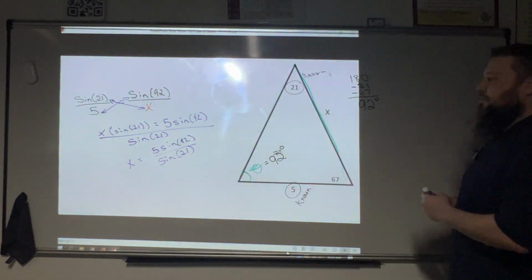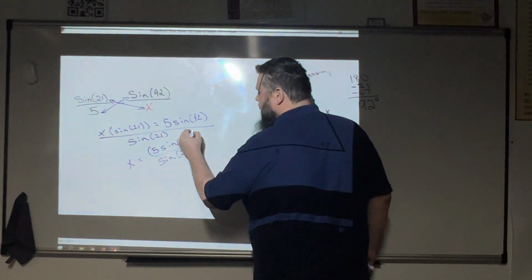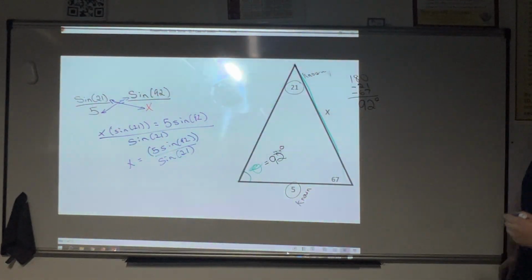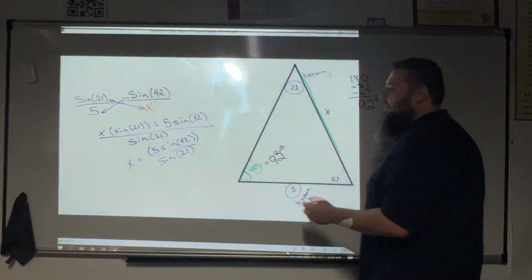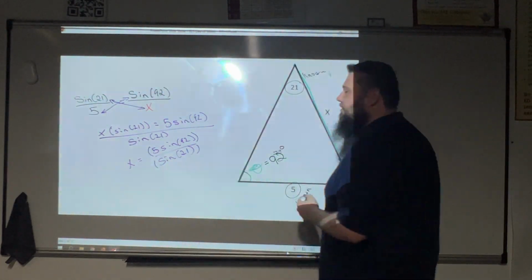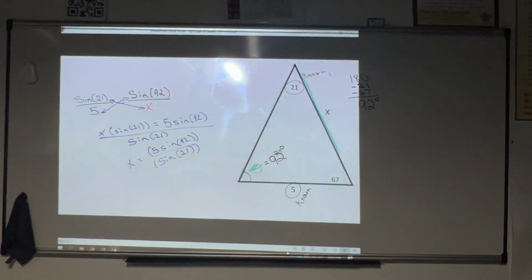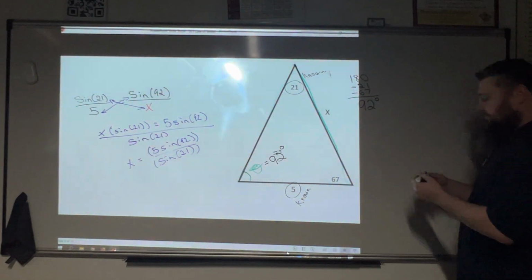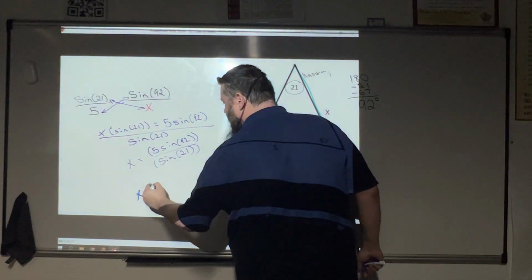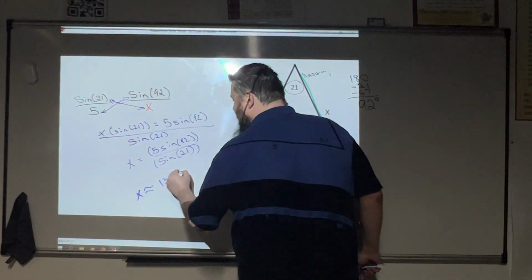I will give you a heads up. Use your parentheses here if you want to ensure order of operations. Put your numerator in parentheses, put your denominator in parentheses. So what you should be doing is, if you hit 5 times sine 21 equals, then you can do divided by sine 21, 13.94. Perfect.